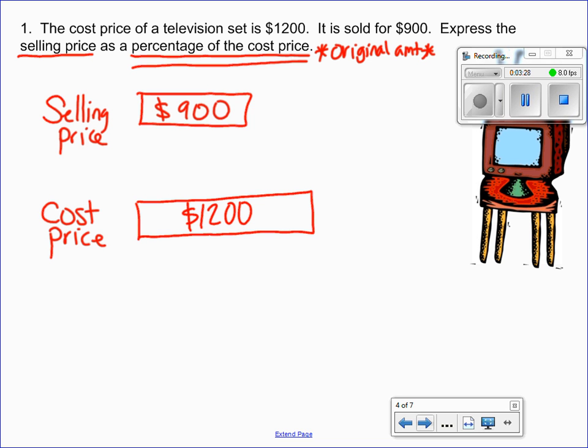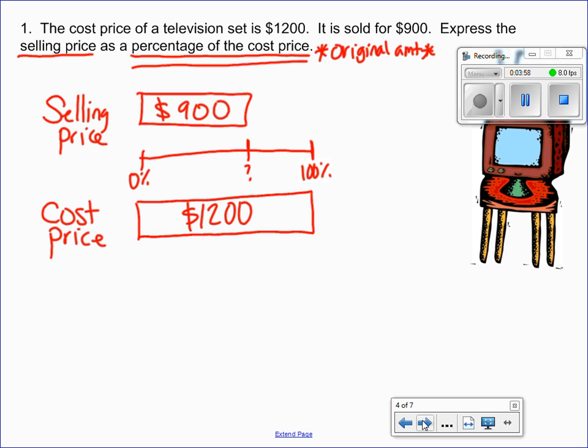So what would be our base quantity here? $1,200. And what percent would that be? The base quantity has to be 100%. It also is what happened first. So this percent ruler is what I'm creating in the middle here. We're being asked to find what is the selling price as a percentage of the cost price.